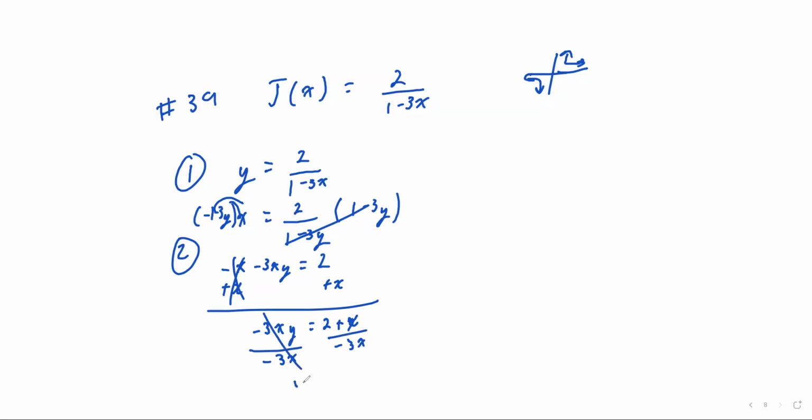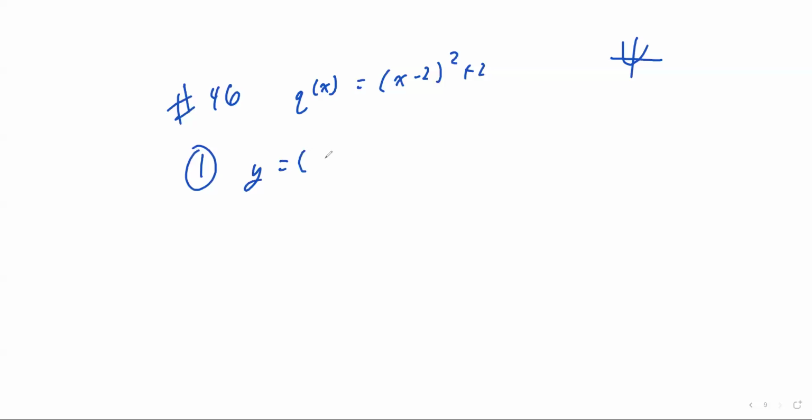So I get y equals 2 plus x over negative 3x. Don't worry about simplifying, just keep it like that. So I'm going to rewrite it as f to the negative 1, which represents the inverse, of x equals 2 plus x over negative 3x. All right, let's do a couple more in this type of pattern.